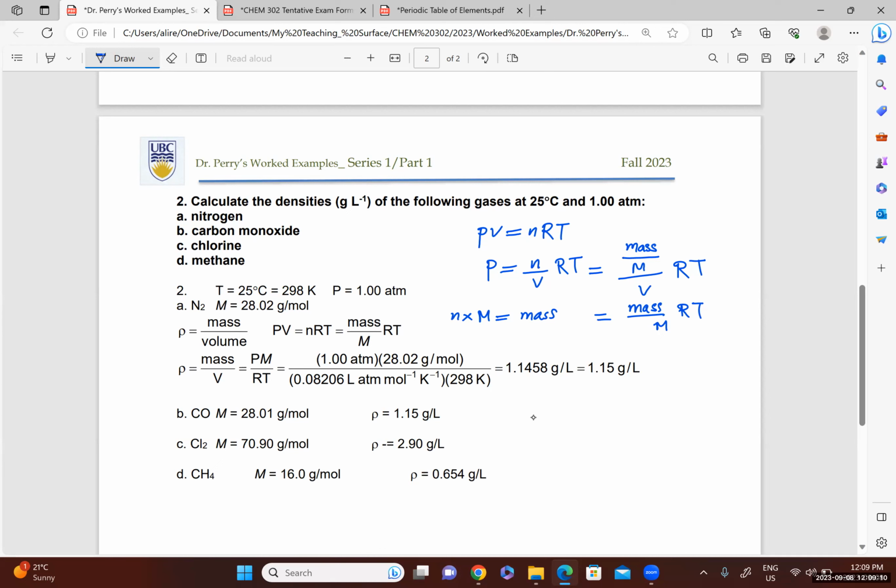And then again, if I show you, Kelvin cancels Kelvin, mole cancels mole, atmosphere cancels atmosphere. Look, what we're left with is gram per liter for the density. And the rest of the question is very similar to this part. Let me know if you have any questions.